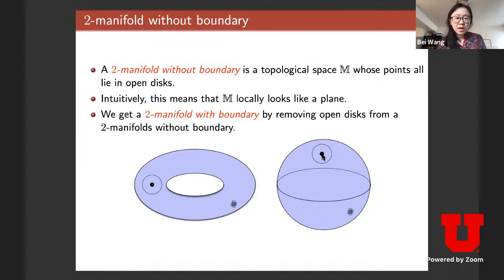And now if I want to create a two manifold with boundary, you can take out a small tiny disk from here or a small tiny disk from here. If I take a small open disk from it, it's open, right? So the boundary is dotted. You end up with a manifold with boundary. So what is a boundary? The boundary is exactly the boundary of the disk you took out.